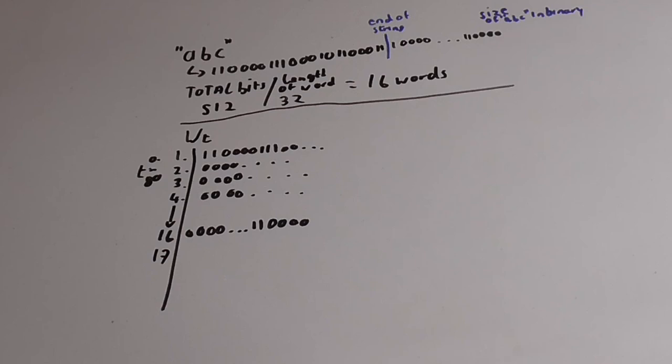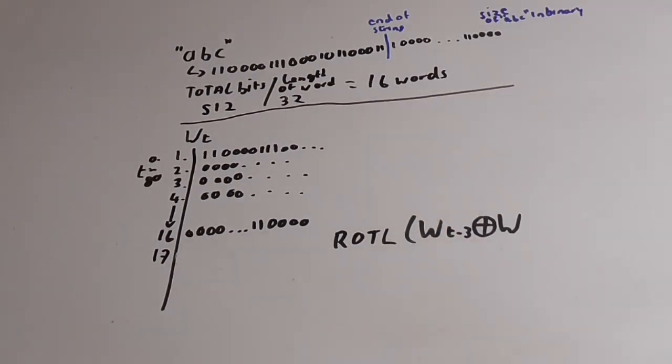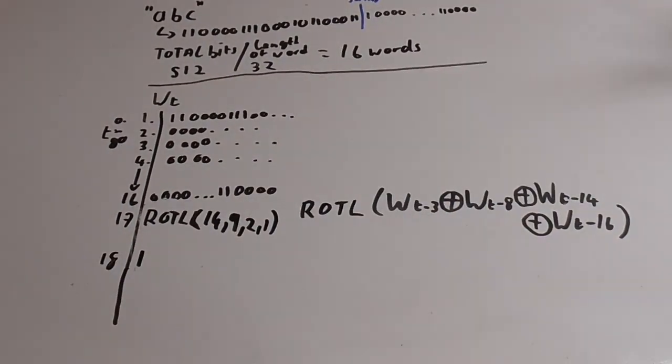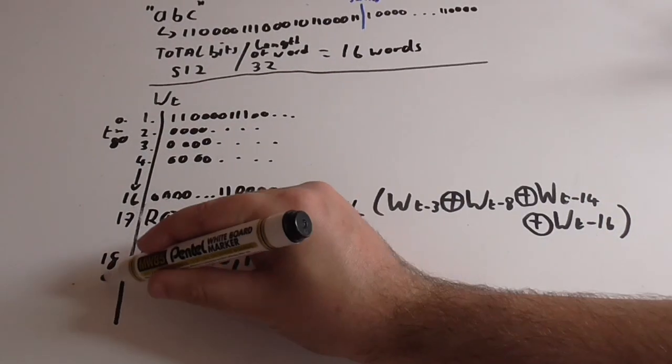For example, the 17th word, we decide what value this will be by using a right circular shift on 17 minus 16, 17 minus 14, 17 minus 8, and 17 minus 3 bits. That's the 1st, the 3rd, the 9th, and the 14th word. And then we want to solve for the 18th word using the 15th, 10th, 4th, and the 2nd, and so on until we've met up all 80 words.